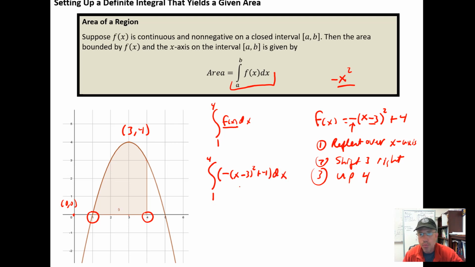So the key in the homework is going to be to remember what your toolbox functions are for the different types of functions, and then you're going to need to build the function represented in the graph and then set up the definite integral using that function that represents the area under the curve.